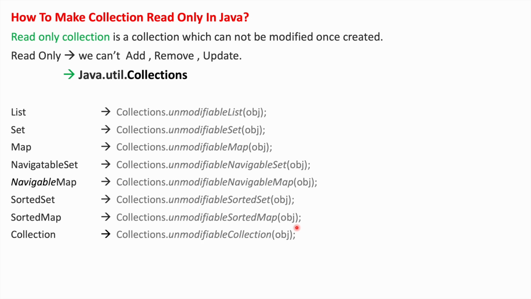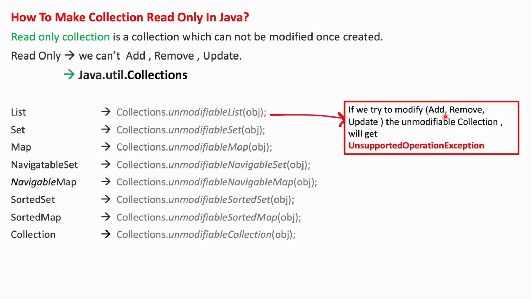Consider we have an ArrayList and we applied Collections.unmodifiableList, and we have created an unmodifiable, that is read only, collection. If you perform any add, remove, update operations on the unmodifiable object, what will happen? If you try to do any modifications, it will give an UnsupportedOperationException. It will not allow any modifications.